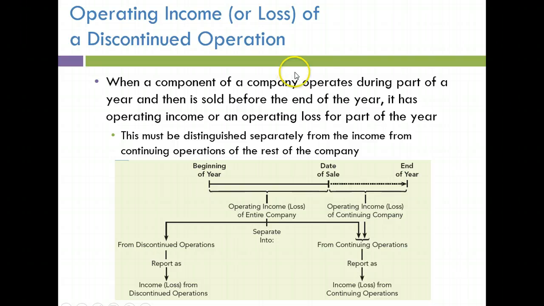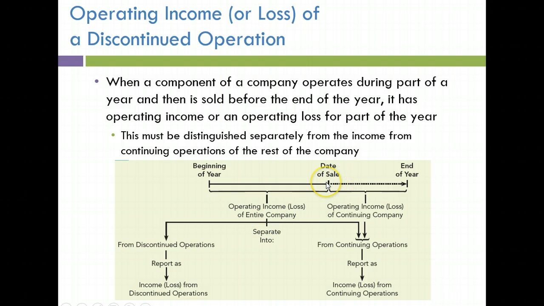When a component of a company operates during part of a year and then it gets sold before the end of the year, some of it has operating income for part of the year. That has to be distinguished from the income from continuing operations for the rest of the company. So as you can see here, here's the beginning of the year, here's the end of the year. This shows when it was sold. So you've got operating income from this period of time for the entire company.